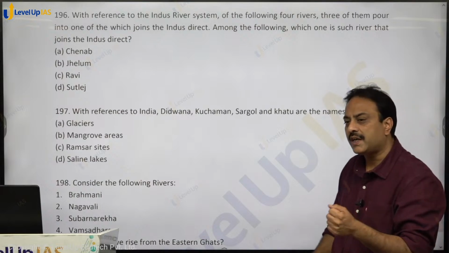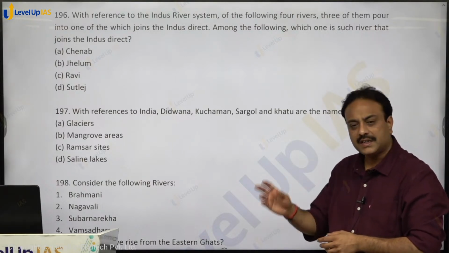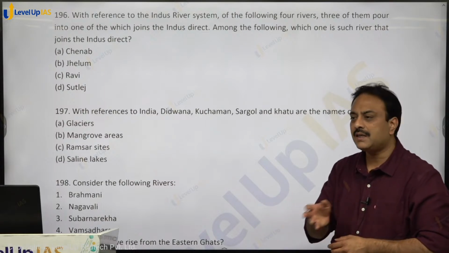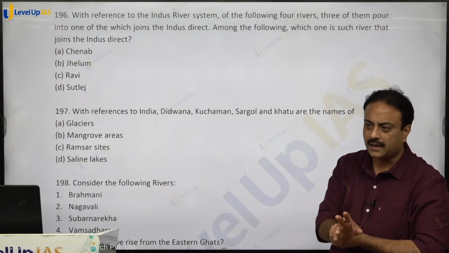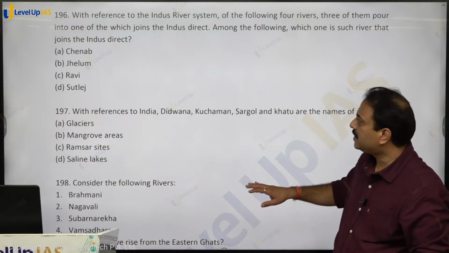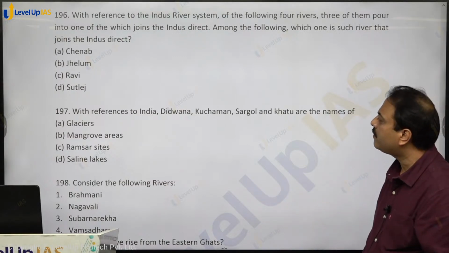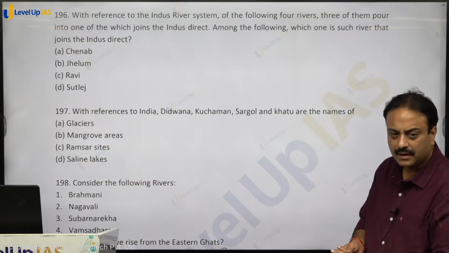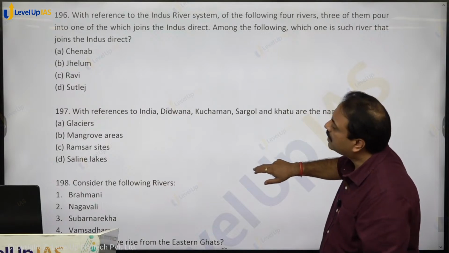Jhelum is a tributary of Chenab. Ravi is a tributary of Chenab. Vyas is a tributary of Satluj. Chenab is a tributary of Satluj. Satluj is a tributary of Indus. Spiti is a tributary of Satluj directly. Lahaul Spiti, which you keep hearing in the news, a tourist destination, is a tributary of Satluj directly. Clear? So the answer here will be Satluj.